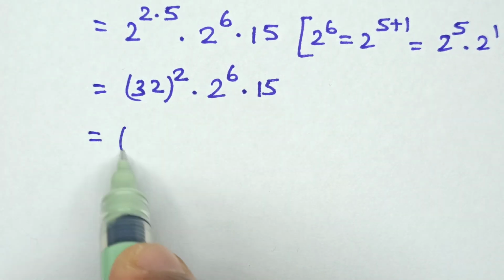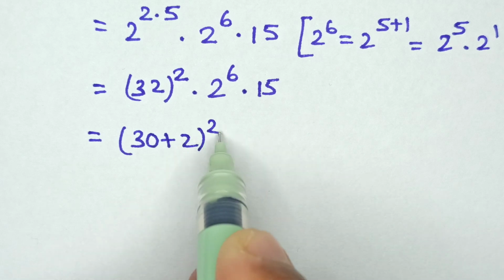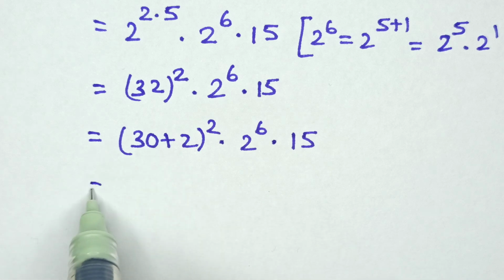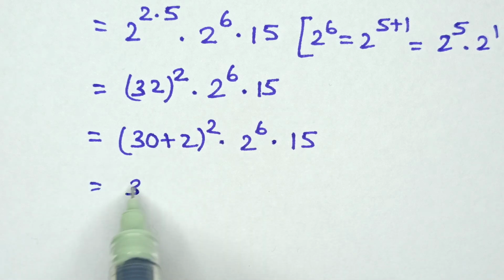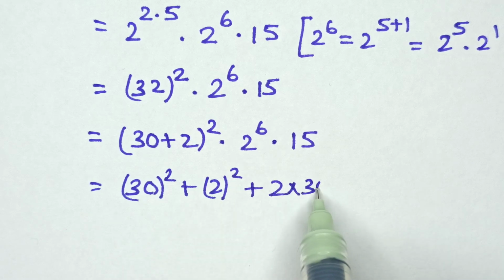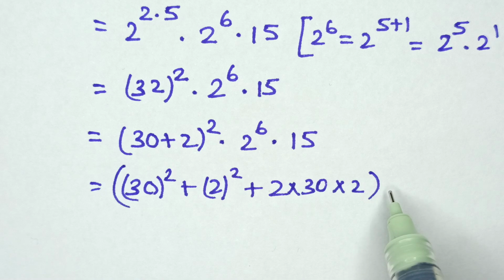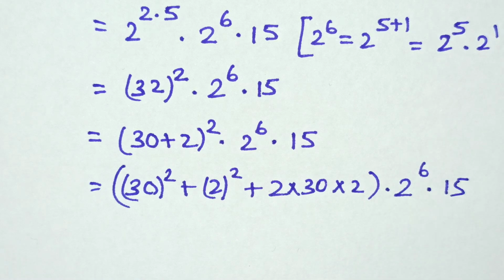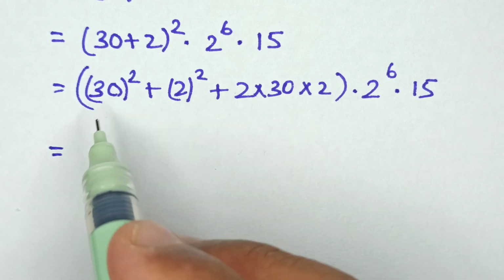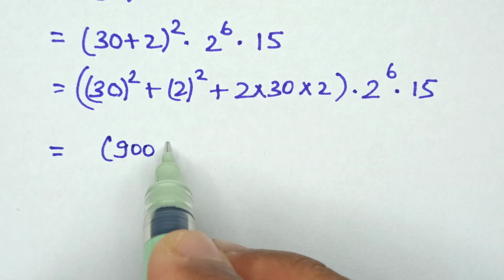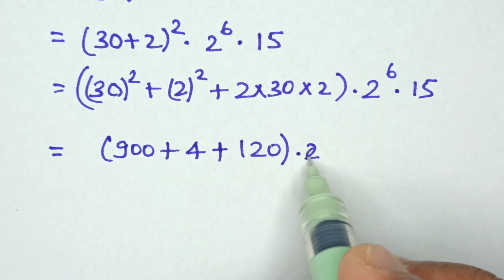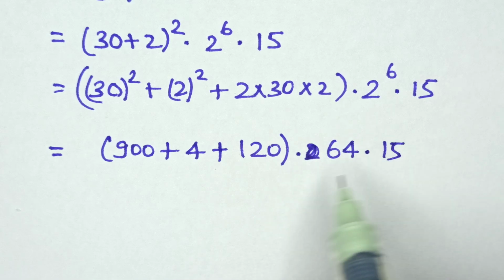Now this 32 can be written as 30 plus 2 whole square multiplied by 2 raised to the power 6 multiplied by 15. Now here I'll use the property of a plus b whole square, which is a square plus b square plus 2 multiplied by a multiplied by b. And then this entire number is 2 raised to the power 16 multiplied by 5. So now this is equal to 900 plus 4 plus 120 multiplied by 2 raised to the power 6, which is 64 multiplied by 15.